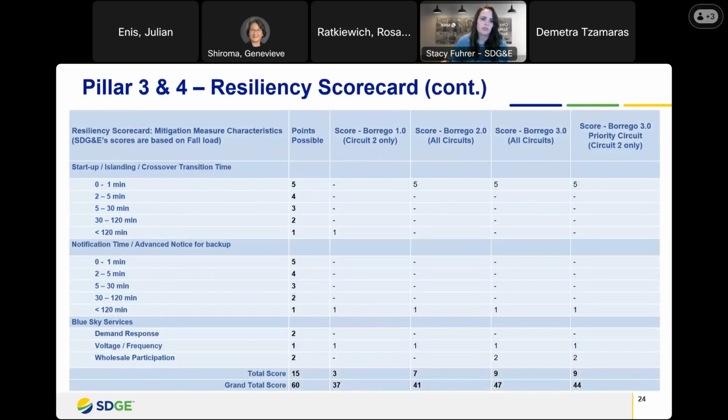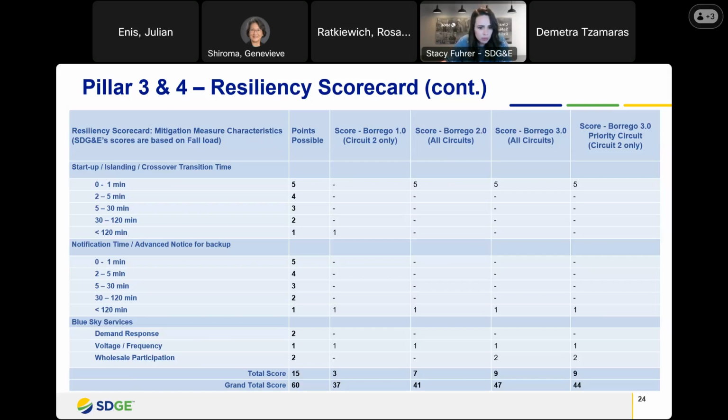Now, as we continue into the scorecard, we look at the startup time for the microgrid. And under Borrego 1.0, it was entirely manual, literally people in the field sectionalizing. And so it scored very low in the startup time for the microgrid. We put ourselves at above 2 hours, so that gave us a 1. That also made our notification time more than 120 hours. I would also say that SDG&E interprets notification time to be an unplanned outage, in which case we score ourselves a 1 across the board, because we're never going to transition into island mode until we have determined that it is safe to do so.